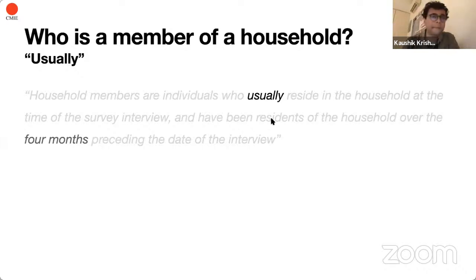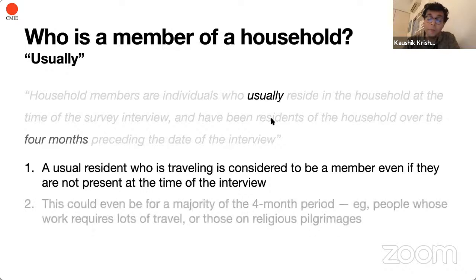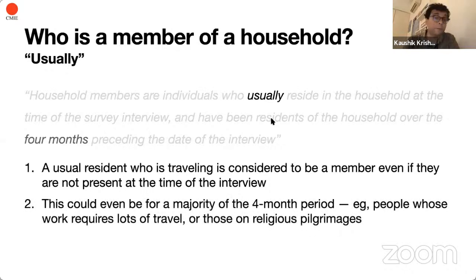Now, there are some exceptions, not exceptions, but let's say subtleties to this rule. A usual resident who's traveling at the time of the interview is still considered to be a member, even if they're not present at the time of the interview. They could even be traveling for a majority of the 4-month period. Example, people whose work requires them to travel a lot. They're going from city to city to city. Maybe they're salespeople. Maybe they run a nationally representative survey and have to travel a lot. Even in those cases, even if they're traveling for the majority of the 4-month period, they're still considered to be residents. In many cases, people go on long religious pilgrimages. Even then, they continue to remain residents of the household.